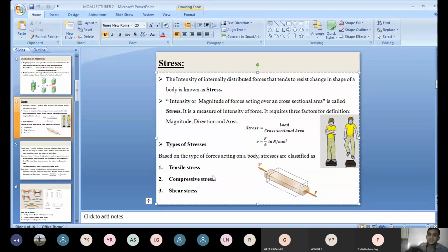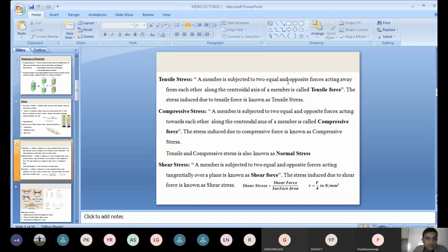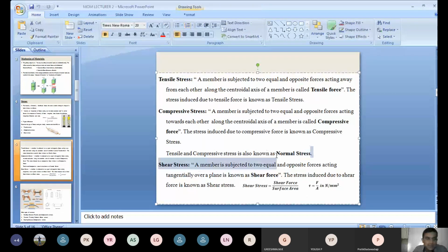And the third one is shear stress. Two equal and opposite forces acting tangential to the surfaces is called shear force. The shear force acting over an area is called shear stress. In the previous lecture and this lecture, I made small corrections here. Now these are the definitions for tensile stress, compressive stress, and shear stress. Tensile and compressive stress are also called normal stress.